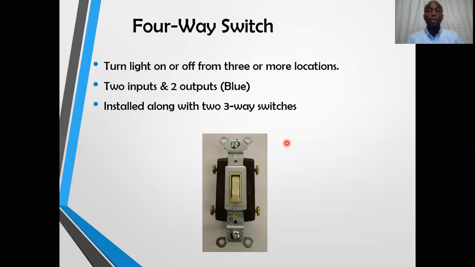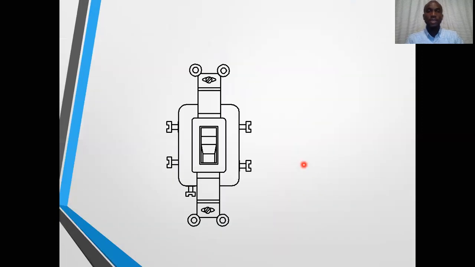If you want more than three locations, all you have to do is increase the number of four-way switches you add between the three-way switches. It's quite simple. And as we look at the configuration in a few slides to come, you will see how easy it is to mount four-way switches between three-way switches. So let's look at the parts of this four-way switch.